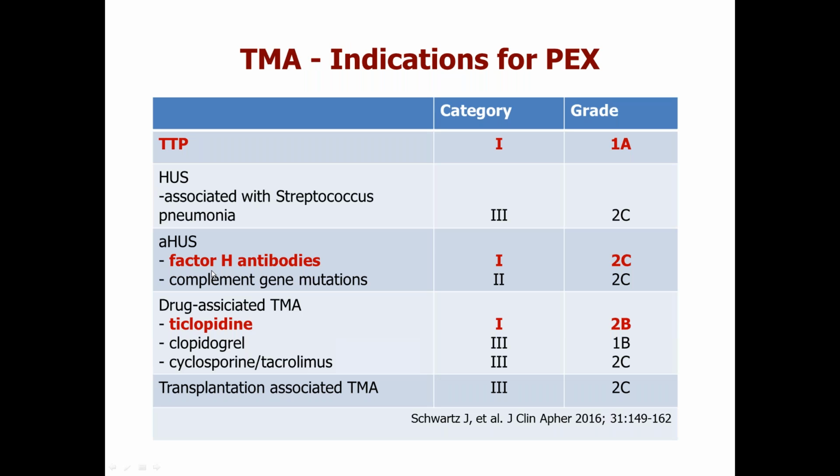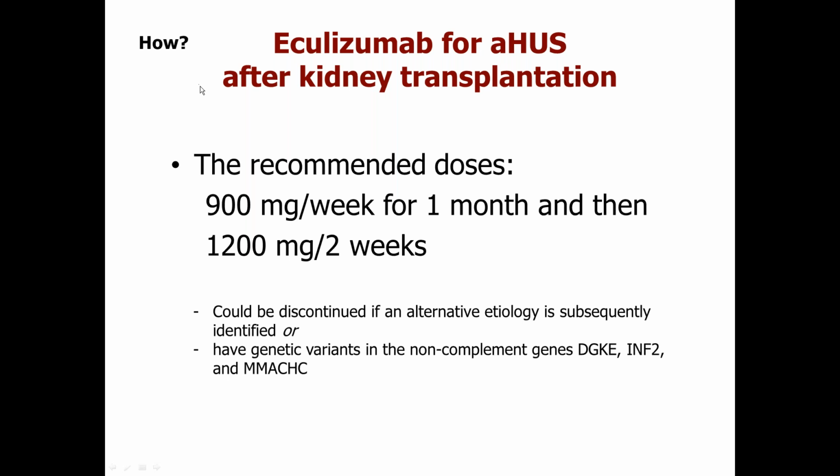In terms of plasmapheresis, there are American Society of Plasmapheresis guidelines published already 2 years ago, and you can see that the indication for plasmapheresis in transplantation-associated thrombotic microangiopathy or drug-associated microangiopathy, except ticlopidine associated, these recommendations are not so strong.